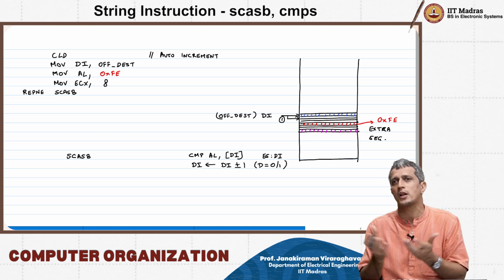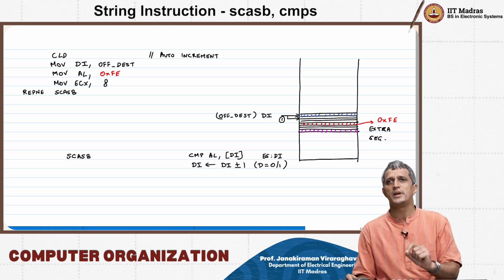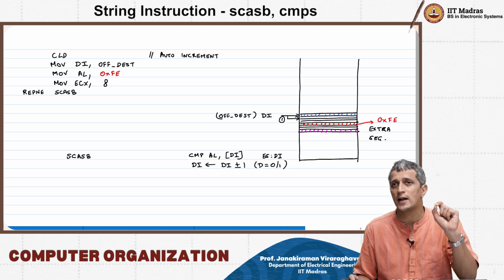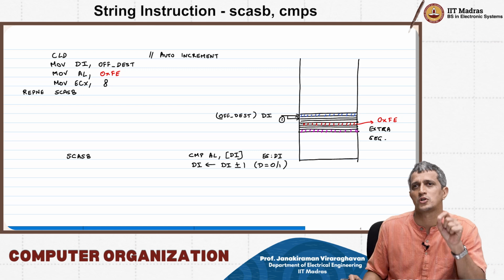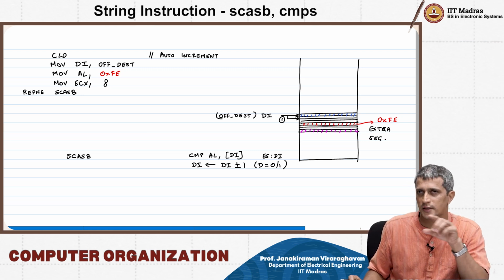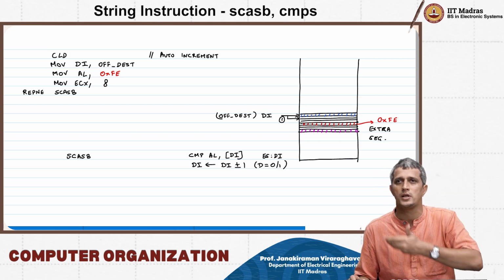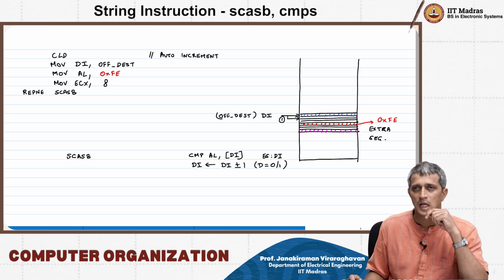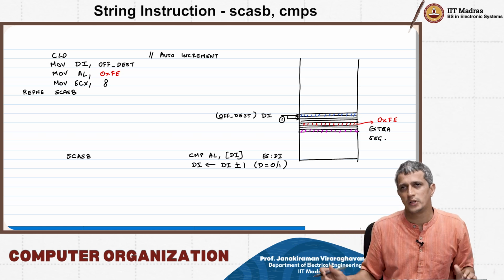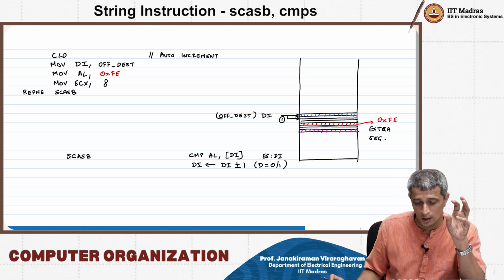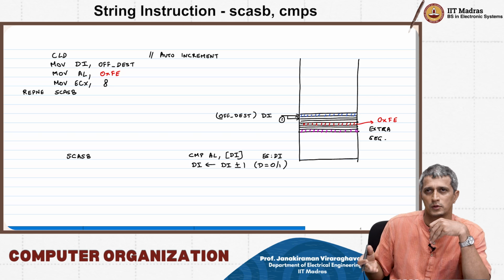So how do you find out whether that pattern existed in that array or not? It's very simple. You basically have to check the value of ECX. If ECX hits 0, it means the pattern was not found in any of these, and that's why it has incremented the DI all the way to the maximum value that you set in ECX. Otherwise, it has found it somewhere in between, and therefore, based on that, you know whether the pattern exists in this particular array or not.